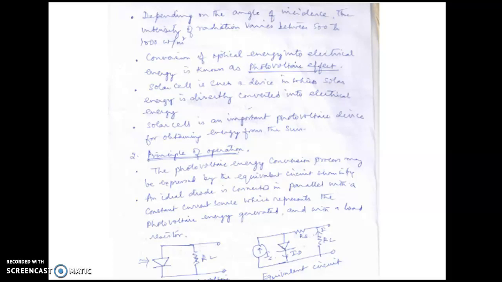Conversion of optical energy into electrical energy is known as the photovoltaic effect. A solar cell is such a device in which solar energy is directly converted into electrical energy, and it is an important photovoltaic device for obtaining energy from the sun. The principle of operation: the photovoltaic energy conversion process may be expressed by the equivalent circuit shown in the figure. An ideal diode is connected in parallel with a constant current source, which represents the photovoltaic energy generated, and with a load resistor.